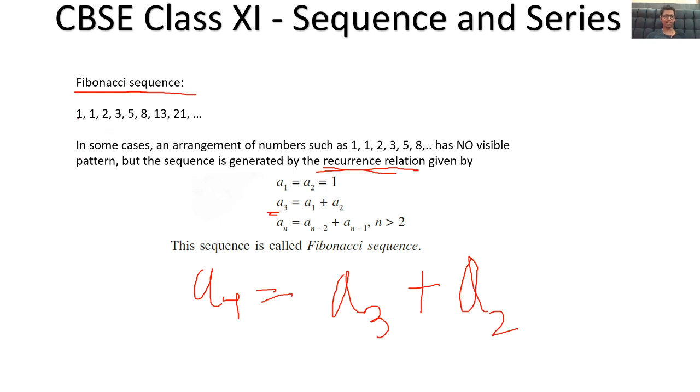Let's see how we can get a3 plus a2. So the fourth term is going to be, this is the first term, this is the second term, this is the third term. The third term is going to be the sum of the last 2 terms. So 1 plus 1 is 2. Next, the next term is going to be the sum of the last 2 terms. That is, the fourth term is going to be the sum of a3 plus a2, that is 3. Next, the sum of these 2 terms is going to be the next term, it's called 5.